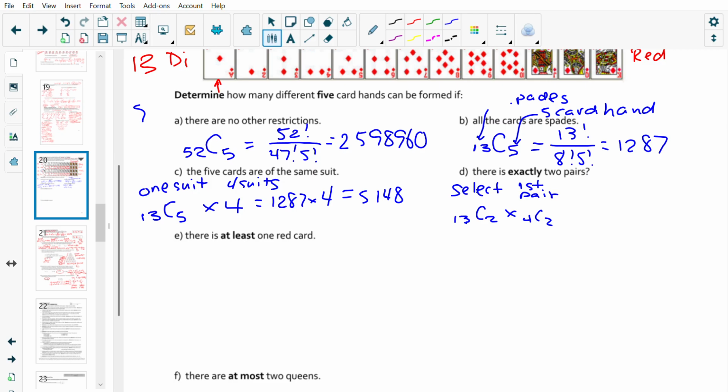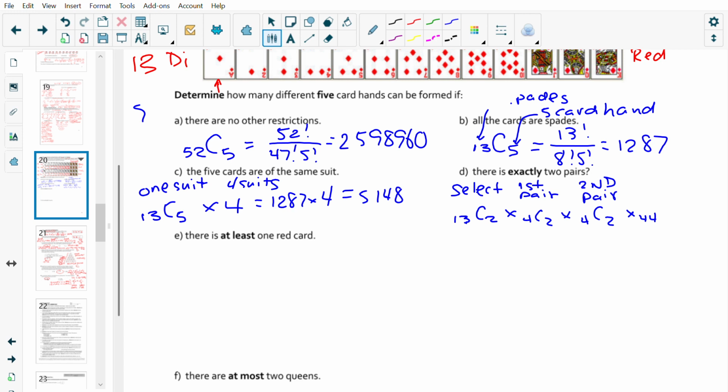Okay, so out of that rank, I'm going to select the first pair, which is, I don't know, there's 4 possible cards per value, right? And then I'm going to select the second pair. Same thing. Okay, and then the 5th card.